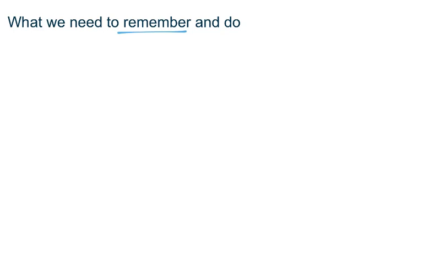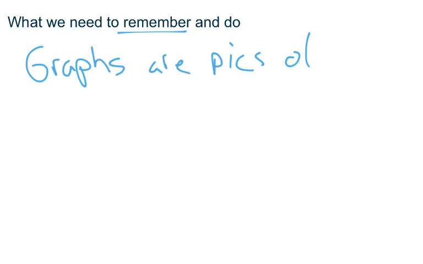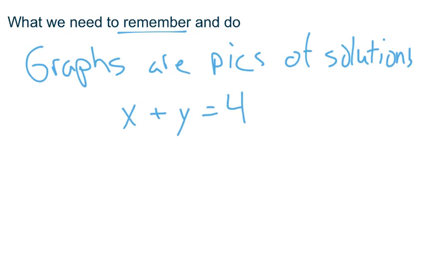The thing we need to remember is that graphs are pictures of our solutions. And a solution is something that makes the equation true. So for example, we'll pick something nice and easy: x plus y equals 4. We need to think of two numbers that we can add together to get 4.